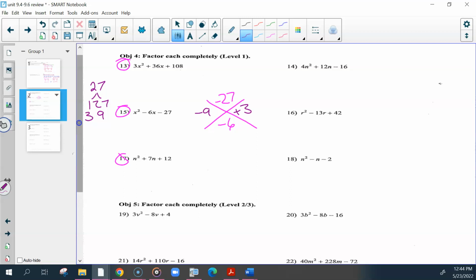If your a value is 1, you can jump straight into your factors. So this would be x minus 9, x plus 3.